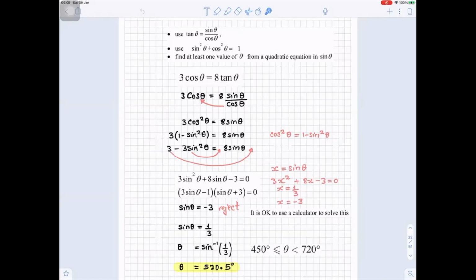So when sine theta is equal to minus 3, you reject that. In the exams, it is okay to use your calculator to solve this from here. So we're going to use the one that says sine theta is equal to 1 over 3. Inverse sine of 1 over 3, we want it between 450 and 720. Very, very important. The answer between 450 and 720 would be 520.5 degrees. That would be the only answer.